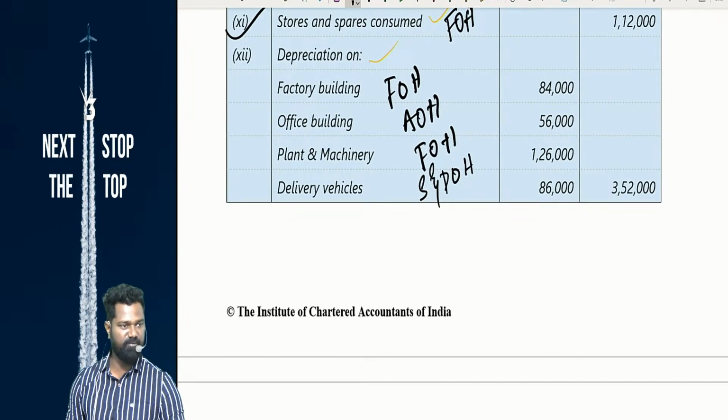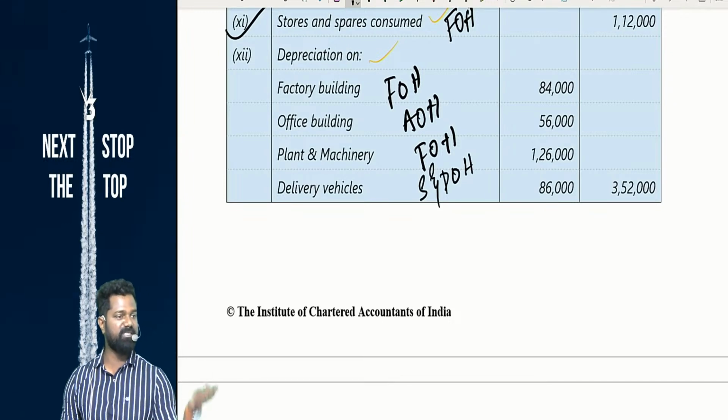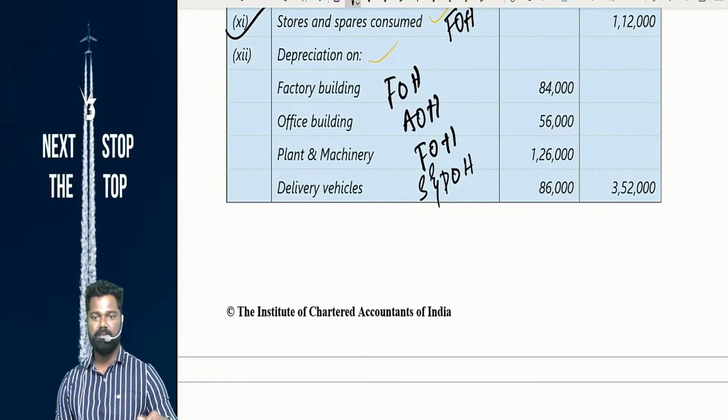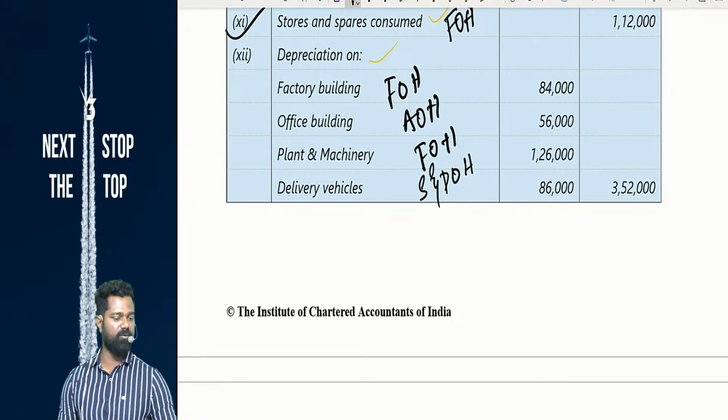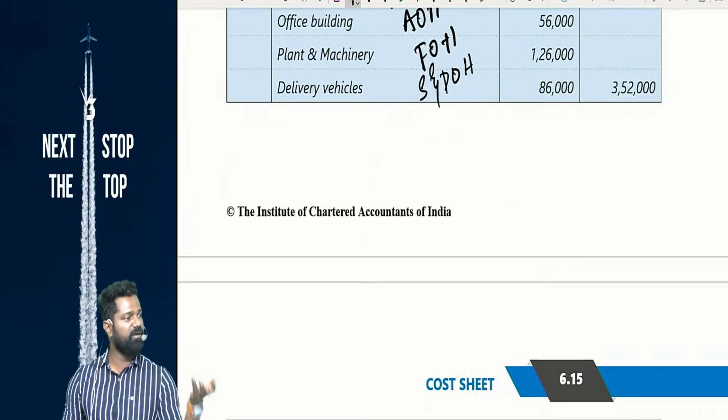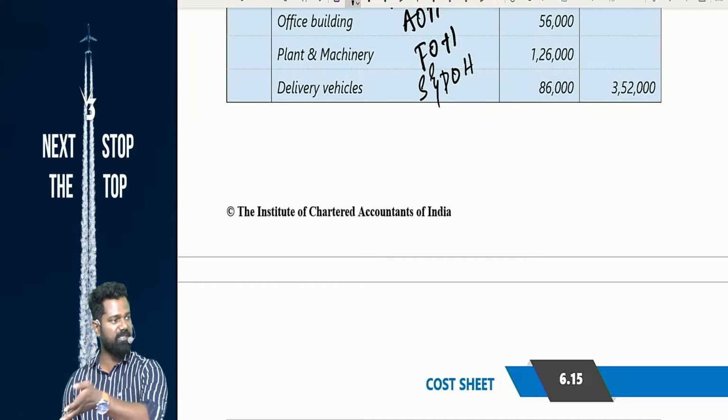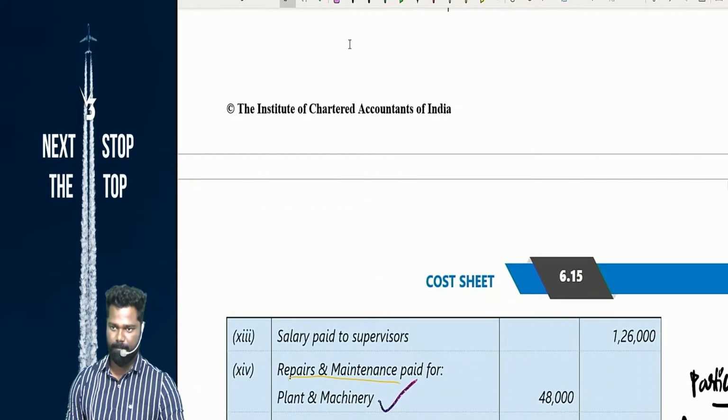Okay, depreciation, factory building, factory overheads. Office कहाँ पे होगा? Admin होगा तो admin में. Plant and machinery, where it is used? Factory. So it will come under factory overheads. Delivery van, where it is used? Delivery of goods from one place to another place, to the customer, so it will come under selling and distribution. Clear?